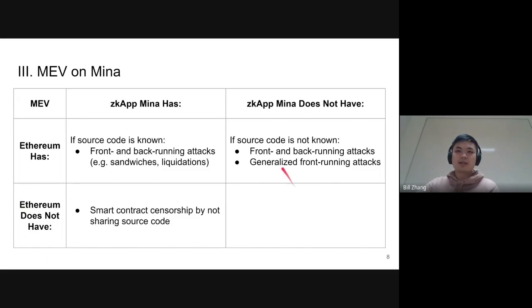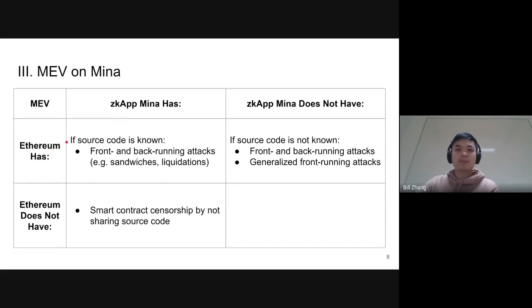In particular, ZK app Mina and Ethereum both have this sort of smart contract way of thinking about the world. So they are both much more susceptible to MEV. And so I think ZK app Mina has a very fair point of comparison in Ethereum. So here the table is between ZK app Mina and Ethereum as opposed to Bitcoin proof of stake.